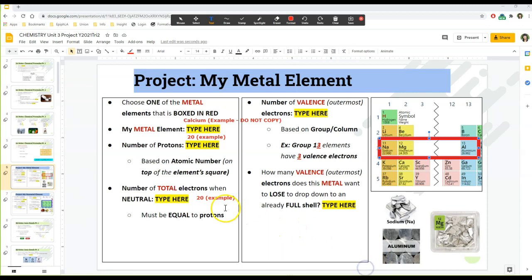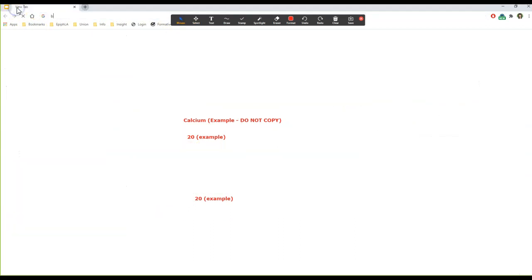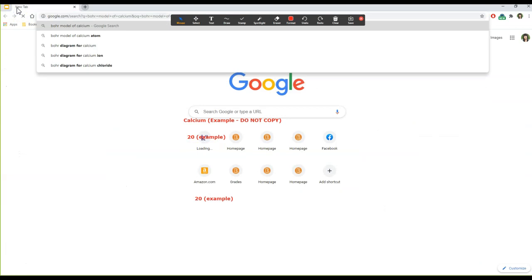Okay, now let's go ahead. That's the total number of electrons. The next question is asking specifically about the number of valence electrons, which is only the outermost electrons. Remember, I'll go ahead and show you the Bohr model of calcium.